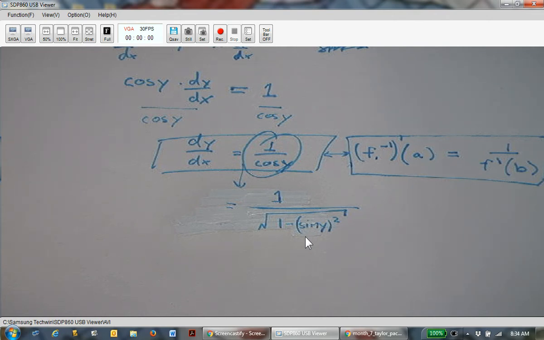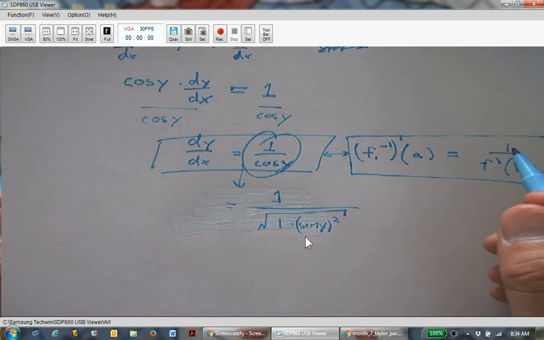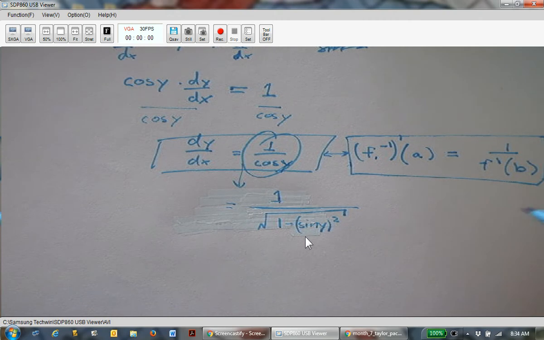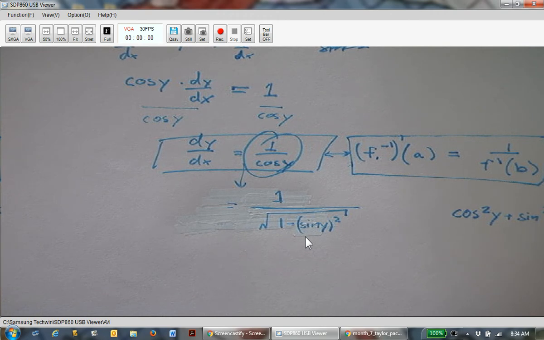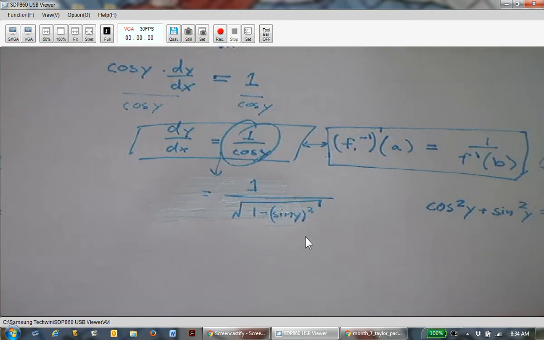Yeah, go ahead. There's like an identity. Yeah, I don't see where the square root came from. Because cosine squared plus sine squared is equal to what? Slow down. Say it very slowly for Mr. Wade to catch up. Cosine squared y plus sine squared y equals 1, and then you solve for cosine.